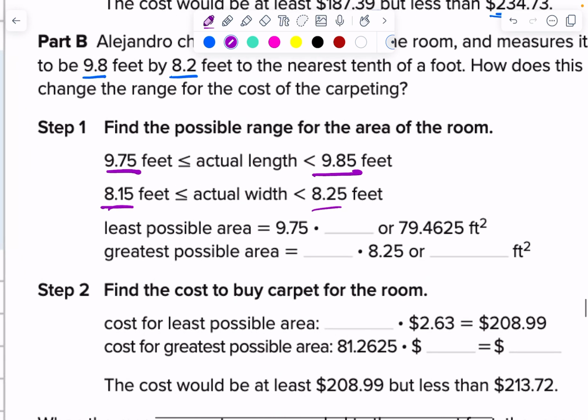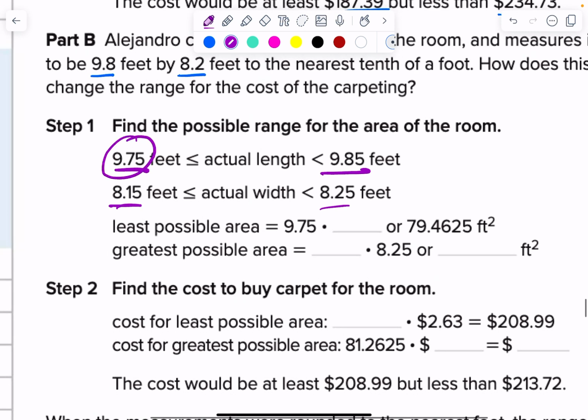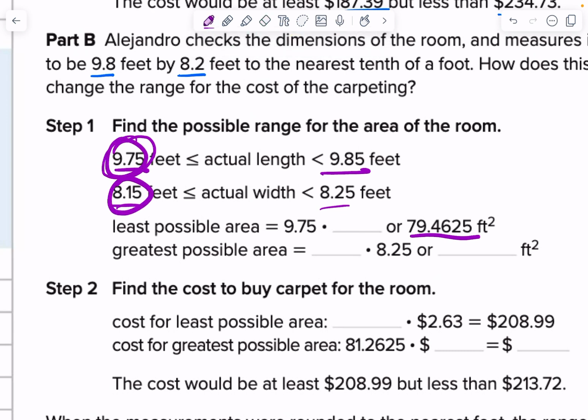So what we have going on here is, I'm going to need a calculator. So the minimum is 9.75 by 8.15, and I multiply those together. Wait a second, that was not right. 9.75 times 8.15. There we go. Okay, these are my minimum measurements. My maximum measurements are 9.85 by 8.25. Now I need a calculator.